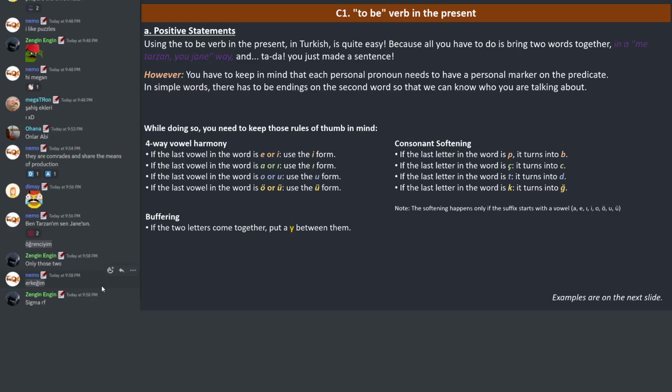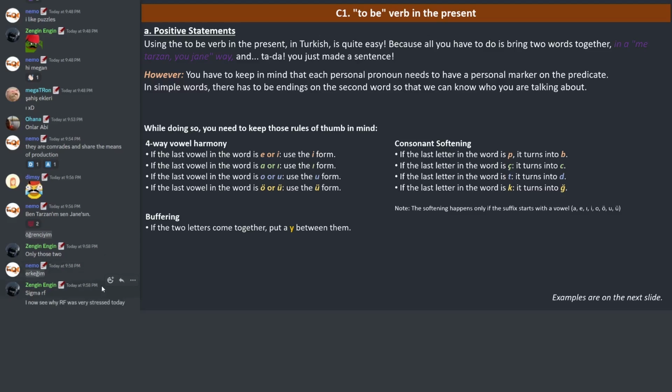With these examples, I try to show you the different conditions. Sometimes I put a Y letter, sometimes I change the letter, I soften it. You know, "öğrenciyim" or "erkeğim." There are some different changes on the letters. And the rules are here on the screen, as you can see. You have to memorize them. I'm afraid there's no easy way.